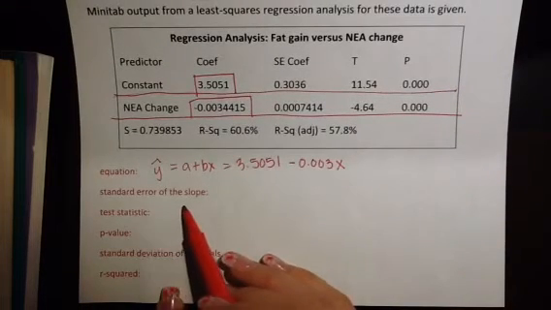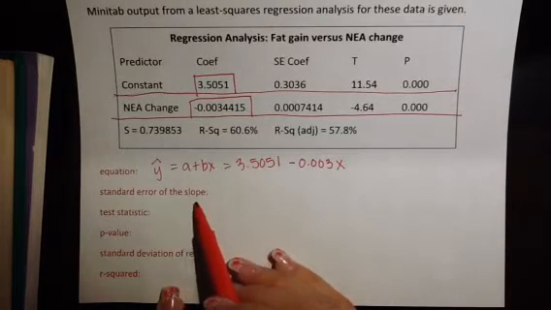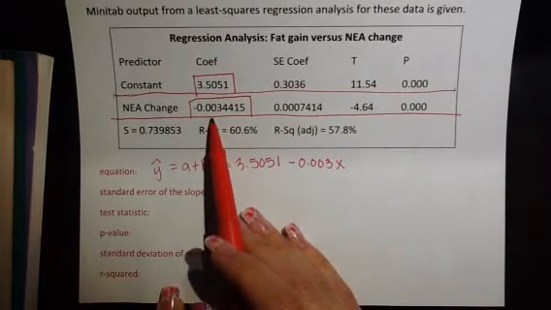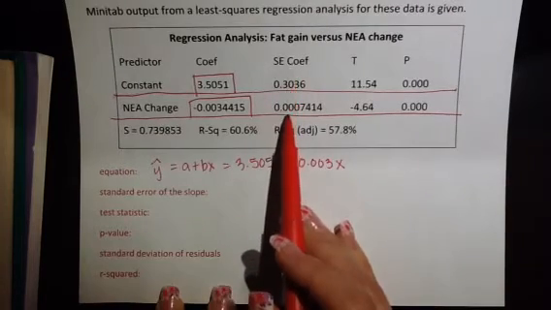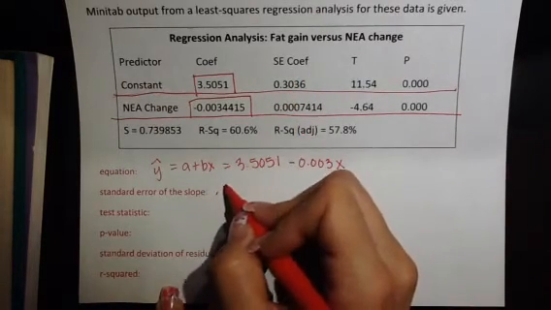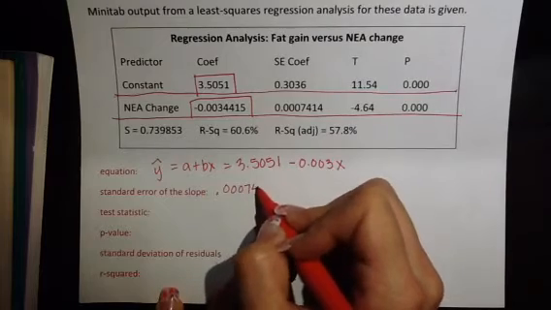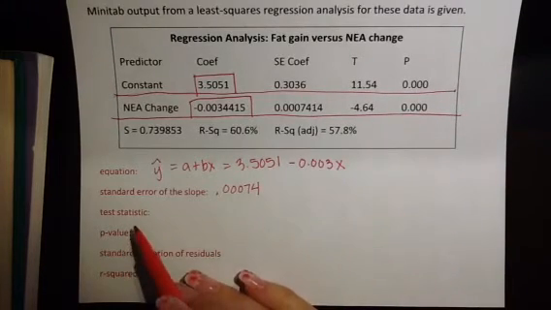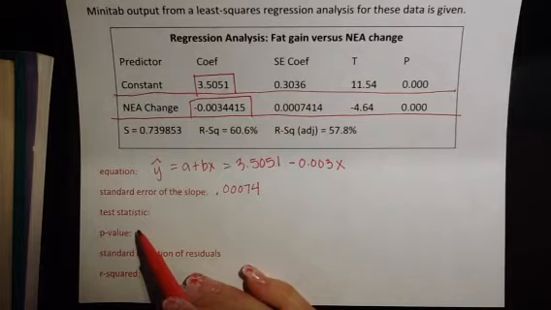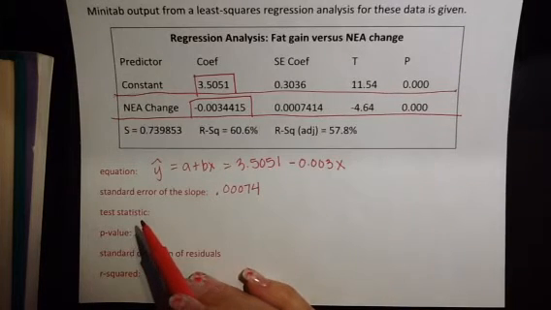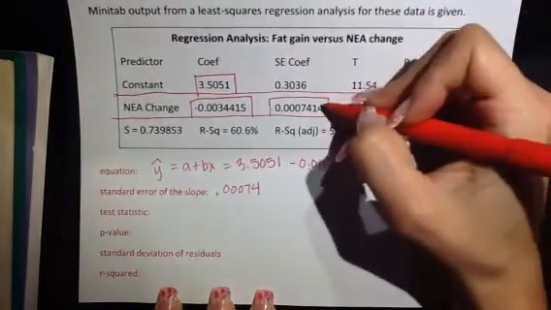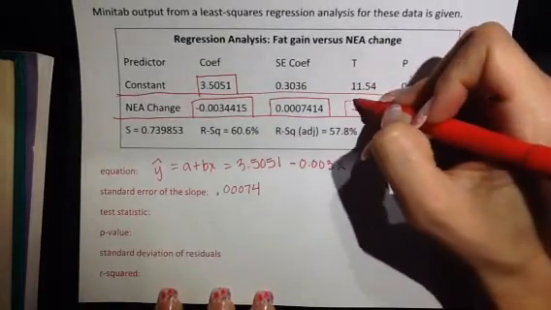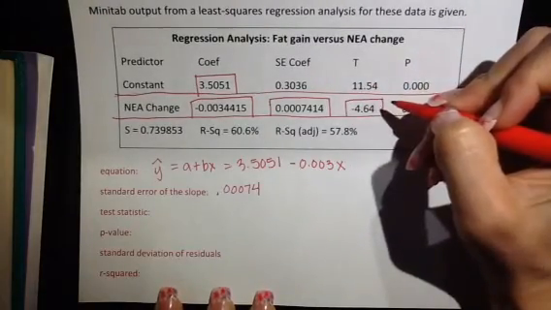So that would give me my regression equation. The standard error of the slope. Now the slope came from here, so I'm going to keep reading on that line. The standard error of the slope is going to be 0.00074. The test statistic, well, if I'm doing regression inference, then I'm doing it on the slope, because that's what we do in AP Stats. So I'm going to keep moving along this line, because I'm interested in the slope. So my test statistic is going to be negative 4.64.